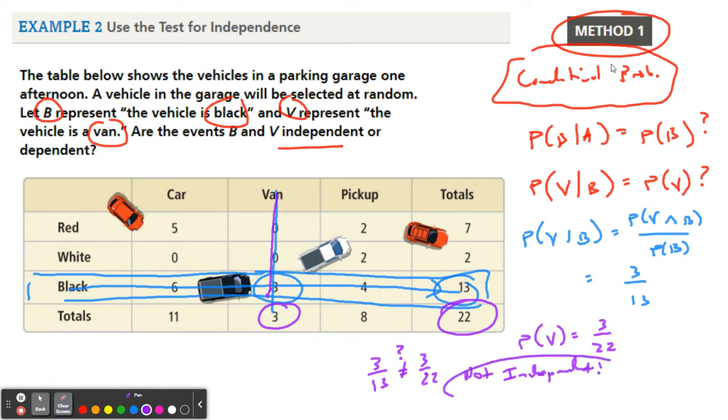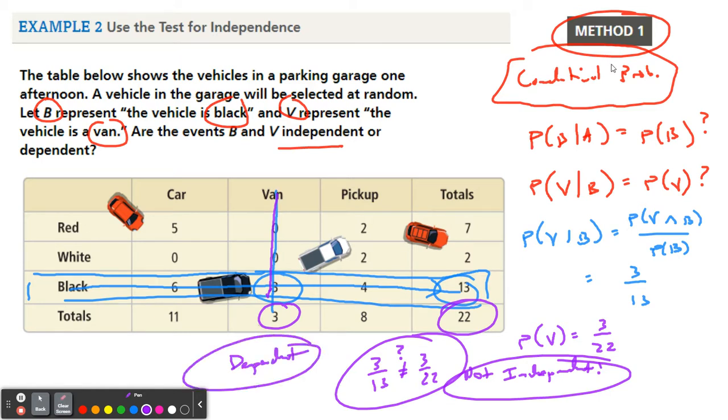Independent. Because those probabilities were not the same, they are not independent, which means they are dependent. They have some sort of a relationship between being a black vehicle and being a van, right?